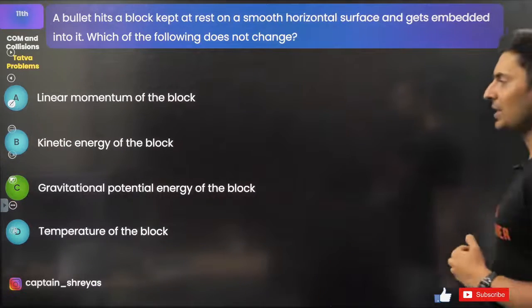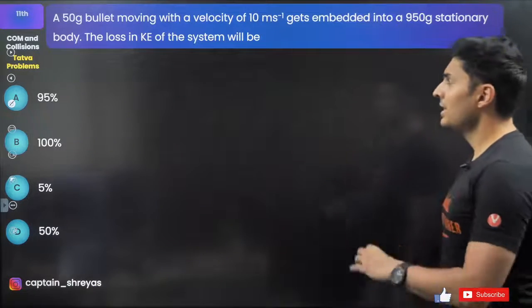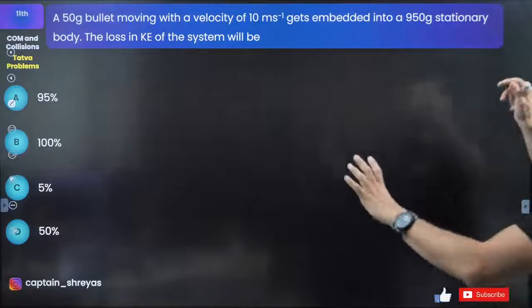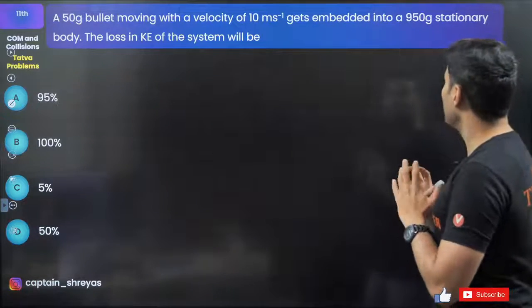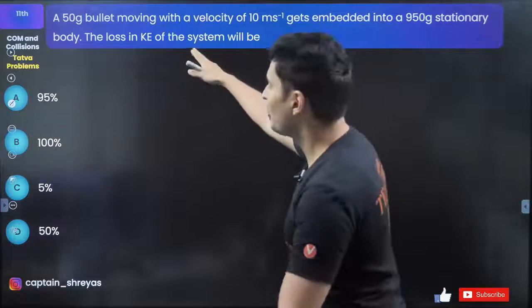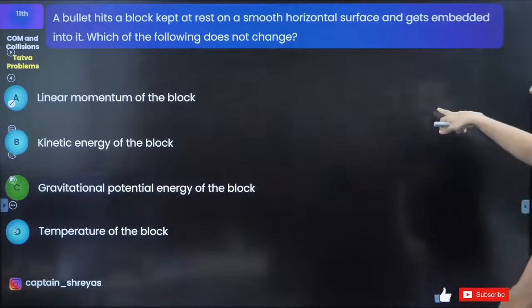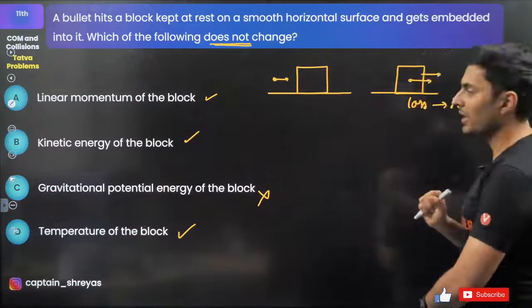Moving on to the next question. Okay, this is also a beautiful question. There is a bullet moving with some speed. Again, just like the previous question, it gets embedded into a big block. How much is the loss in the energy? This is what I was telling you. See, here also in this question I told you energy is lost as heat. That is why the temperature of the block increases.